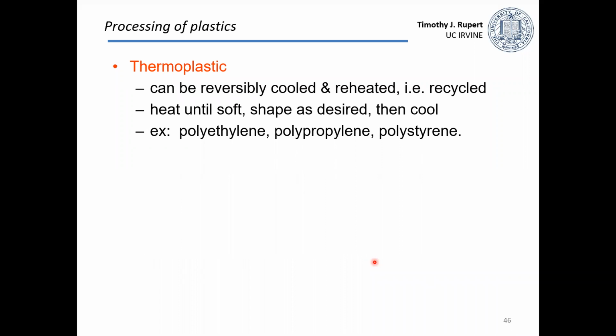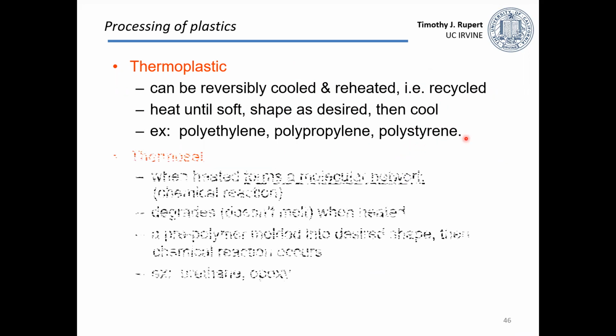That processing of plastic can typically be broken down into two types of plastic. So the materials called thermoplastics can be reversibly heated and cooled. And this is beneficial because that means they can be recycled. And this idea is you can heat it until it's soft, shape it as desired, and then cool, and you can repeat that process over and over again. Polyethylene and polypropylene and polystyrene are all good examples of this.